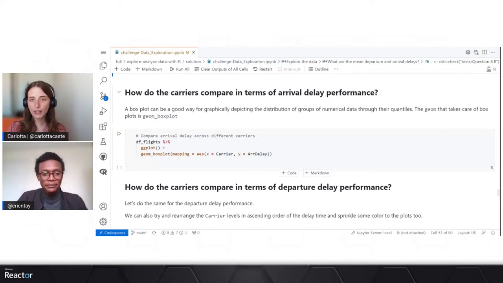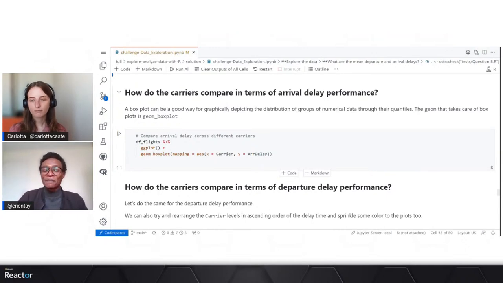What is the best way to find a relationship between two columns? I would go with plotting them, right? What do you think? Yes, Carlotta. I'll also go with that. A good way of seeing some of the hidden things in our data is by graphing, putting on some graphs and seeing the relationship between different columns in the data.